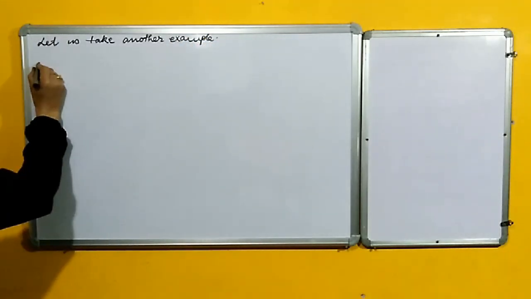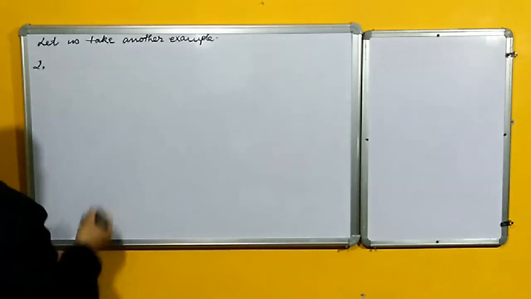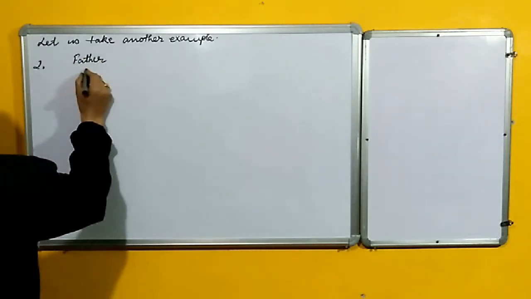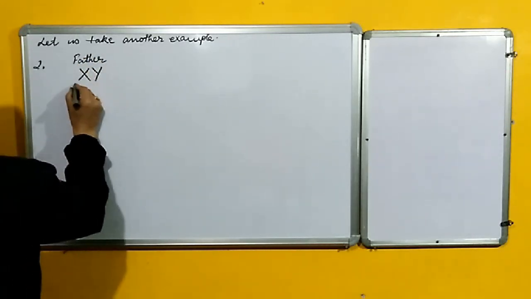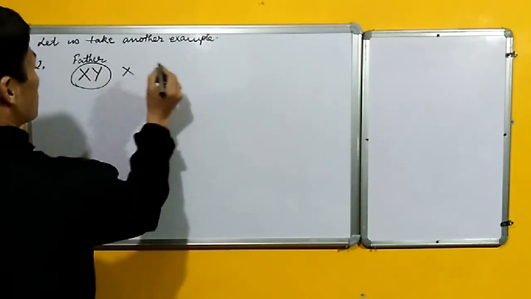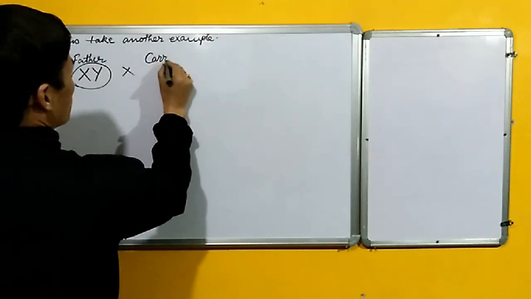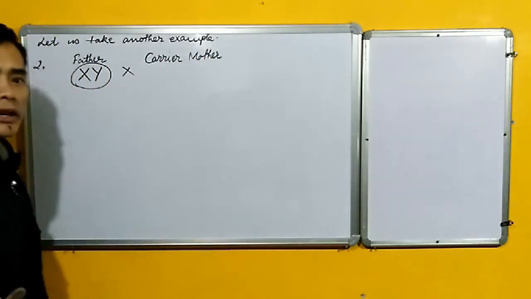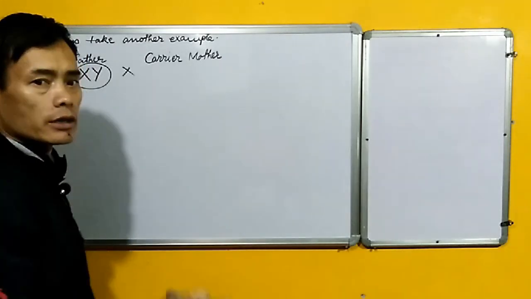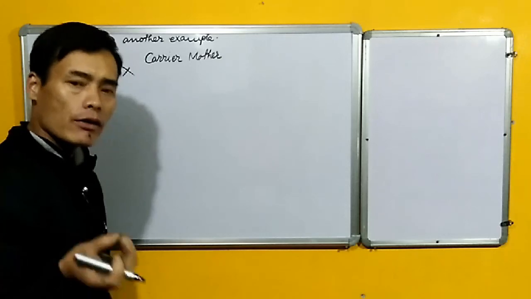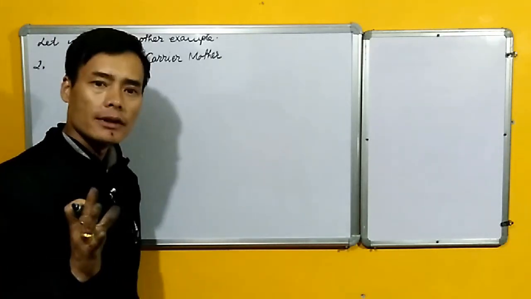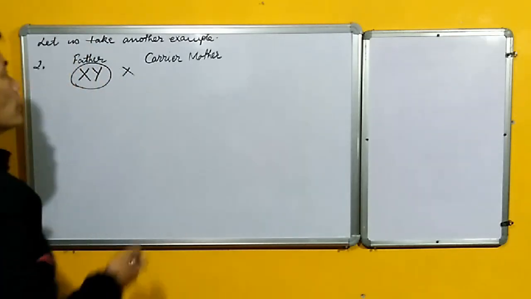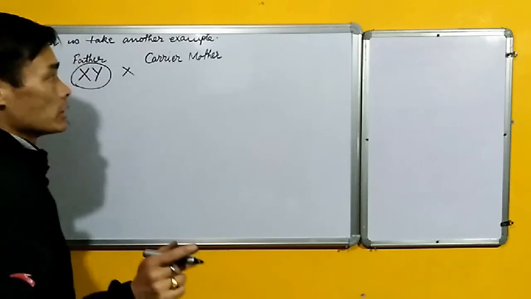And this time we are going to take a normal father with a carrier mother. Now, I have already explained to you all what a carrier mother is. She is simply the carrier for the defective gene, but she will not express the disease for that particular gene that she is carrying.